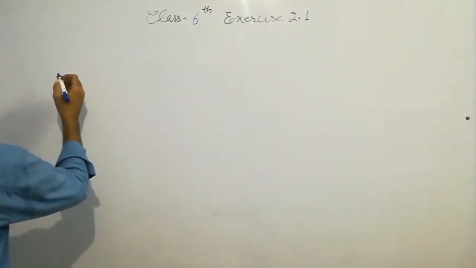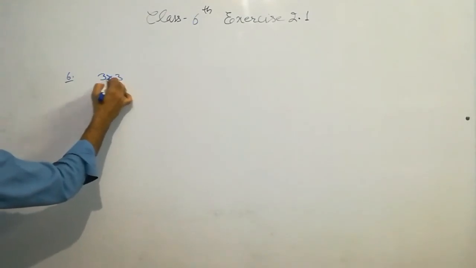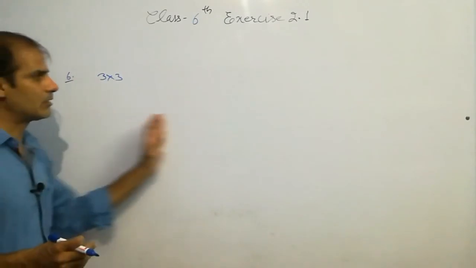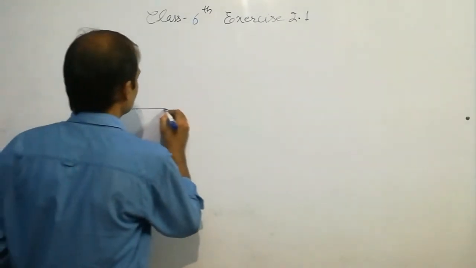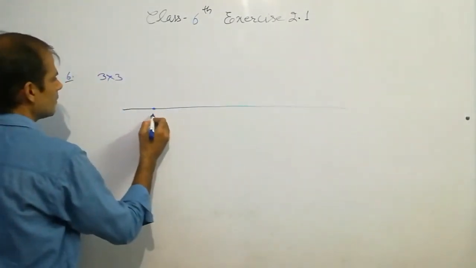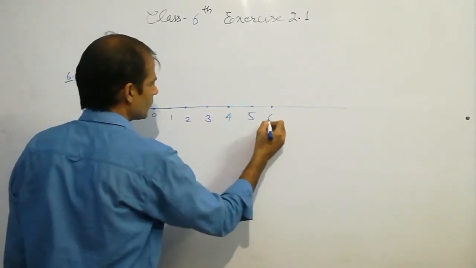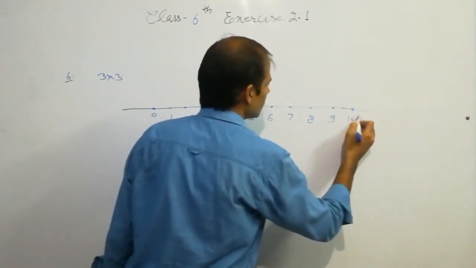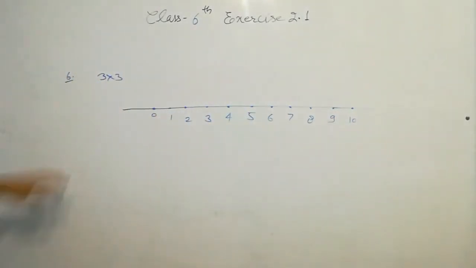Question number 6. Okay, 6 is using the number line find 3 into 3. As you know, 3 3s are 9. So you have to mention up to 9 at least. 9 तक आपको मेंशन करना है. Okay, listen, 0 1 2 3 4 5 6 7 8 9. It doesn't matter if you write up to more than 9. Okay, now 3 3s are 9.